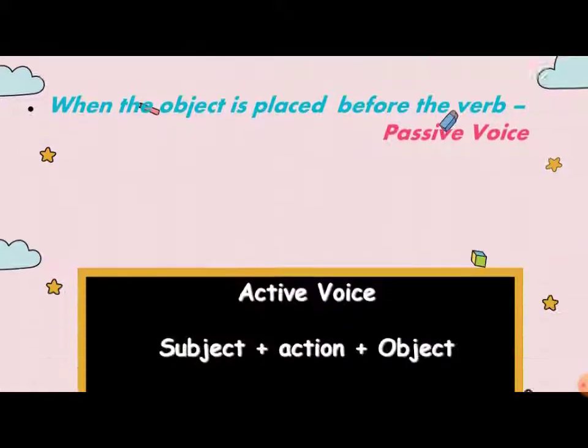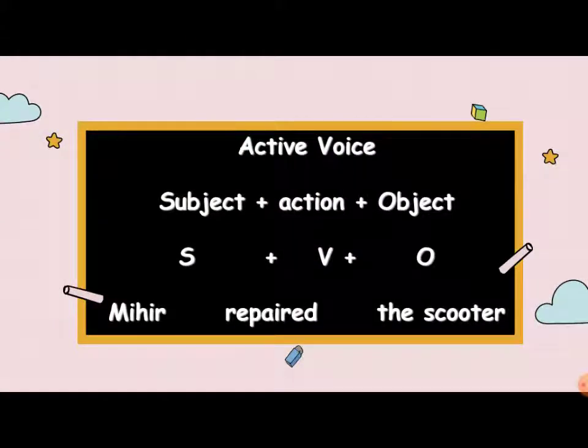Okay? So what is the formula for active voice? What is the structure of the sentence? You will get subject plus action plus object. S plus V plus O. For example, Mihir repaired the scooter. Who did the action? Mihir. So Mihir is the subject. What was repaired? The scooter. So doer of the action is Mihir and the receiver of the action is the scooter.